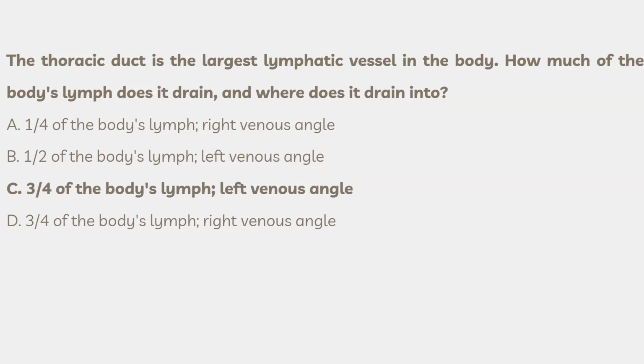If I was to ask this same question, but instead of the thoracic duct, I'm asking about the right lymphatic duct, which one of these choices would it be? Yeah, you guys are right. It is 1/4 of the body's lymph, right venous angle.